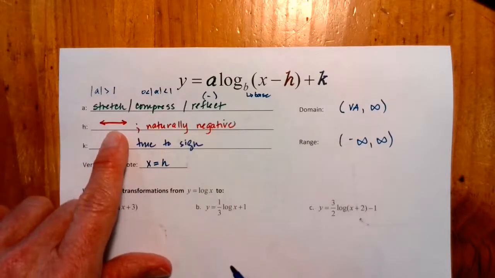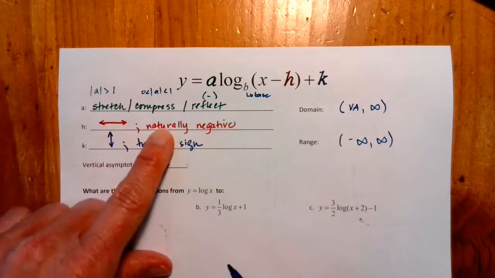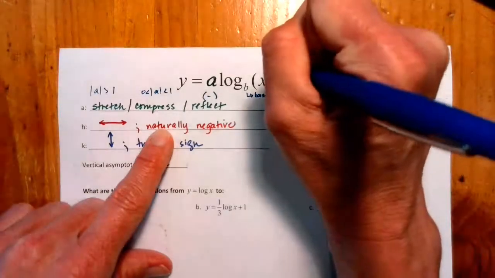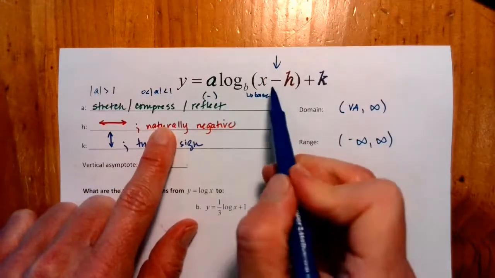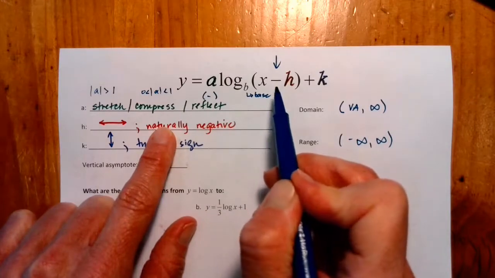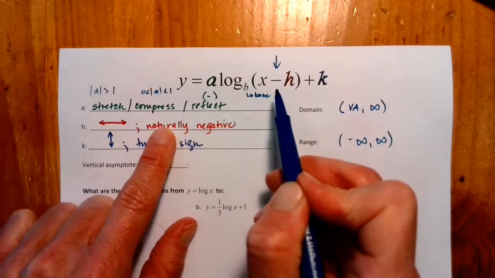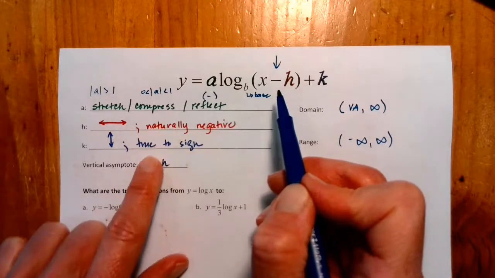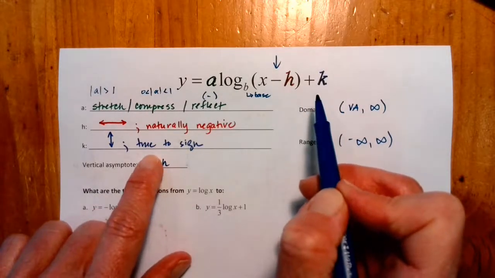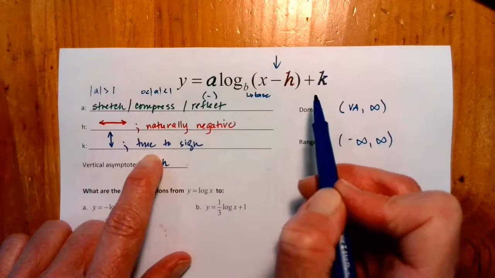H is going to make our graph move left and right. And remember, this is a naturally negative situation. So if you see a plus sign here, then that means that H has a negative value. So keep that in mind. It's not true to sign, it's opposite. K is our vertical shift, up and down, and that one is true to sign.